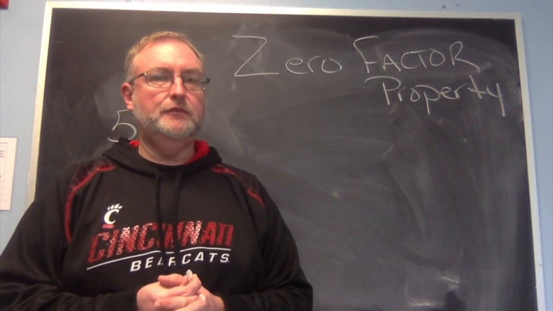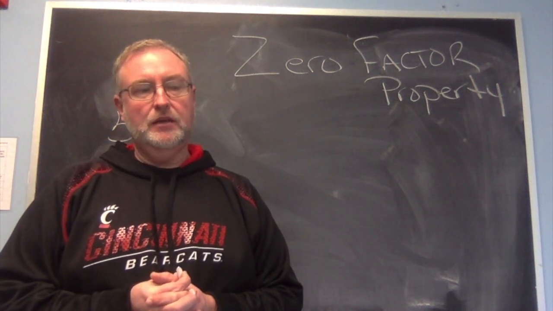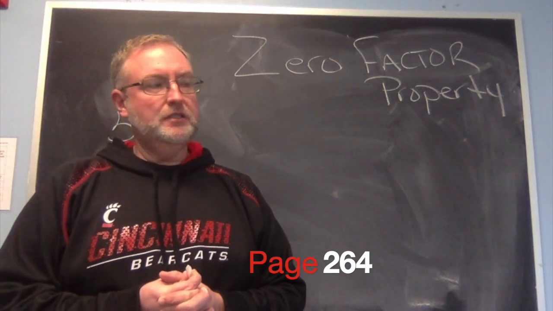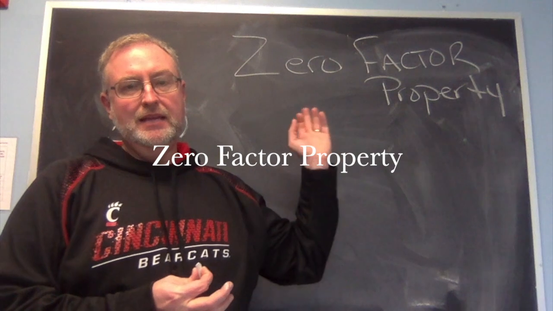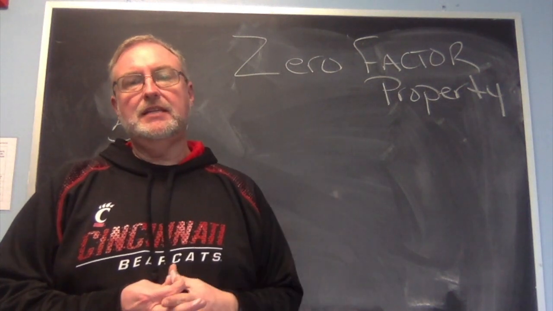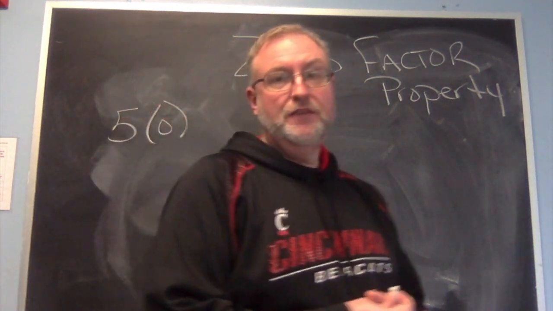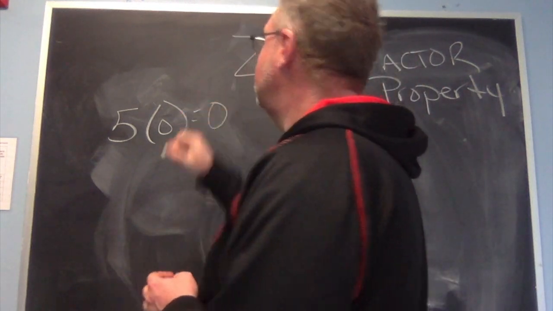This class is for Tuesday, March the 31st, and we are on page number 264, and we're going to talk about the zero-factor property. Now we know this: anything times 0 is equal to 0, such as 5 times 0, of course, is equal to 0.